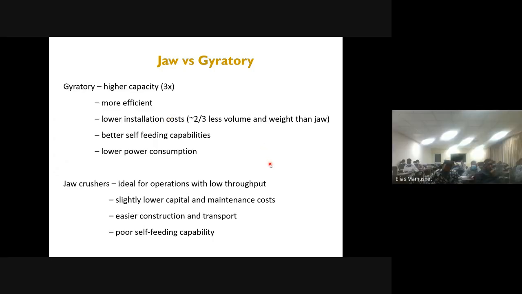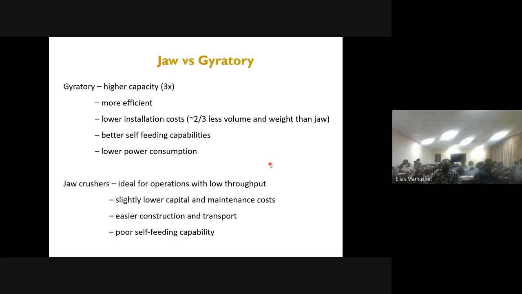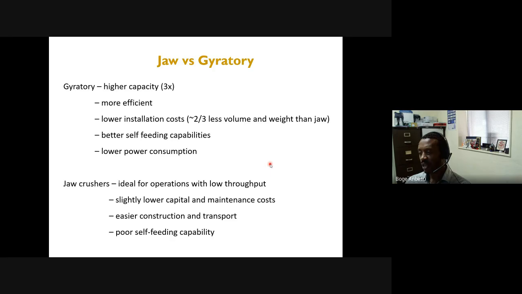Again, why do we need a jaw crusher? Especially for small operations, they're very ideal. And also if I want to move my crusher from one point in the mine to another place, jaw crushers are a lot easier to move. So they have easier construction, they can be moved from one place to another very easily, and therefore that can be one of the advantages of a jaw crusher.